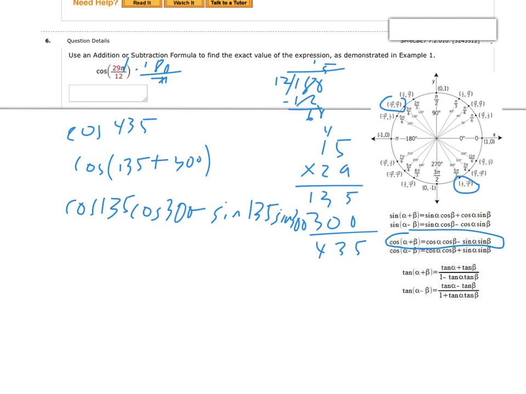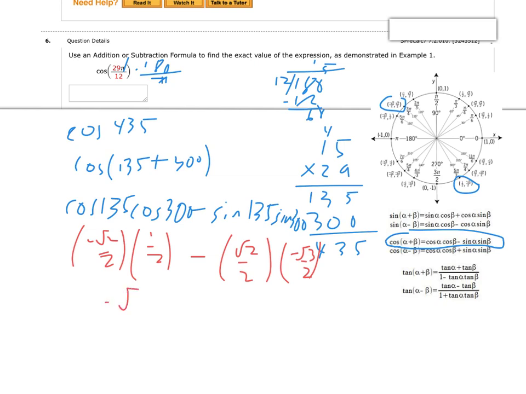So then I have, let's see, all right, go to the unit circle. Cosine of 135 is negative rad 2 over 2. Cosine of 300 is 1/2, minus sine of 135 is rad 2 over 2, and then sine of 300 is negative rad 3 over 2. So these ones up here are going to multiply by each other and get negative rad 2 over 4. This is actually a negative times a negative, so that's going to turn into a plus with the rad 6 over 4, and so that'll be negative rad 2 plus rad 6 all over 4.